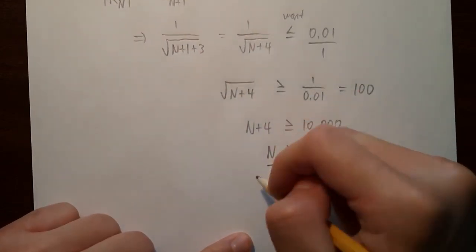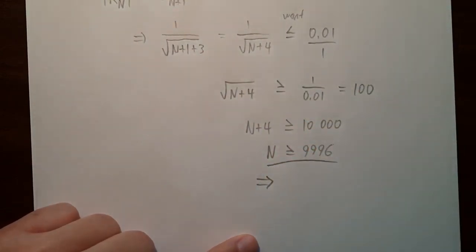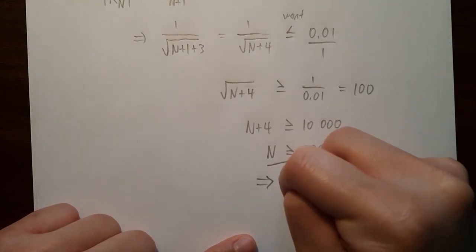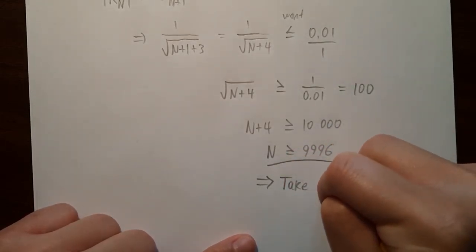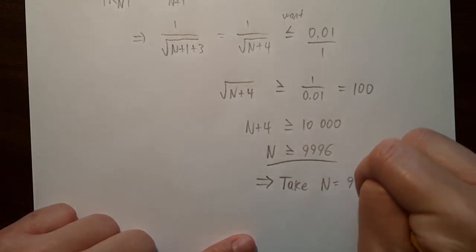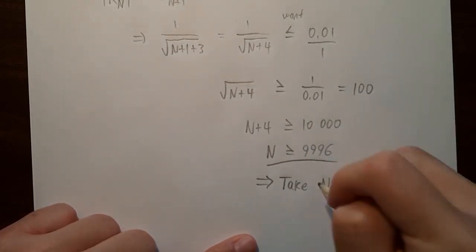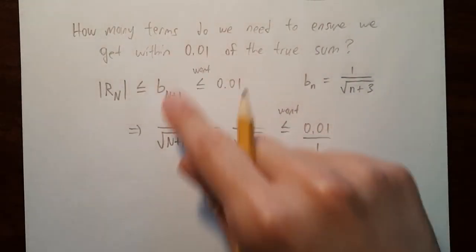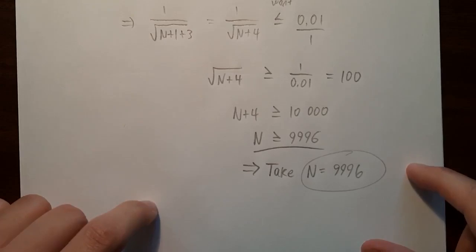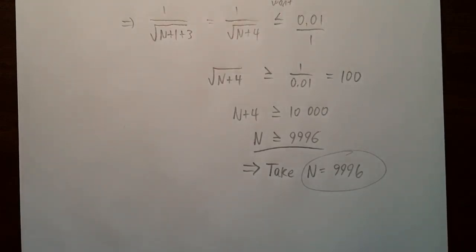All right, so as long as we add up more than or equal to 9,996 terms, we should be good to go. So in that case, I'll just take the minimum. Let's not add any more than we have to. So I'm just going to say, as my final answer, take n equals 9,996, and we should be good to go. That will guarantee our error is within 1/100th. It'll probably be way better than that, but it will at least guarantee that.